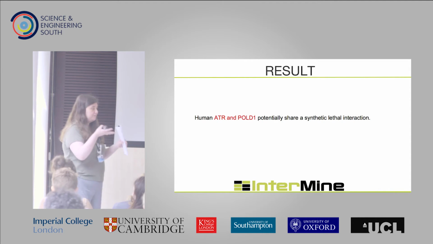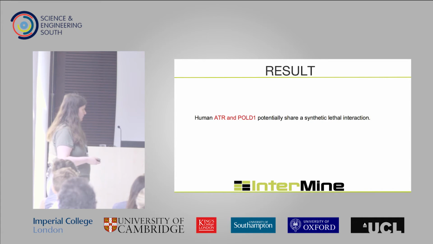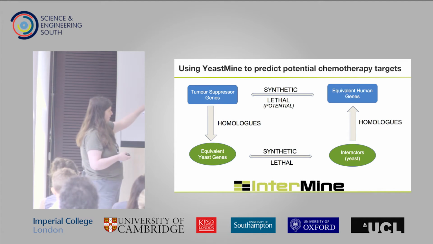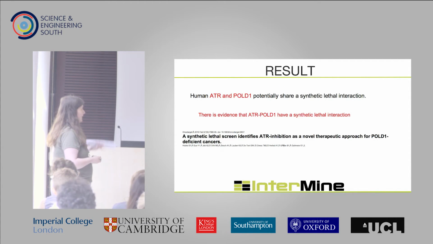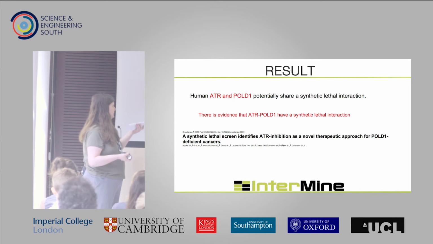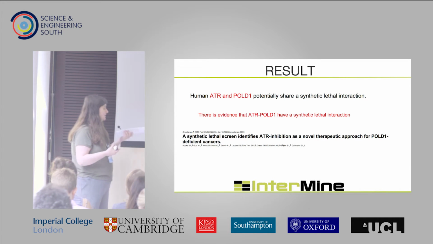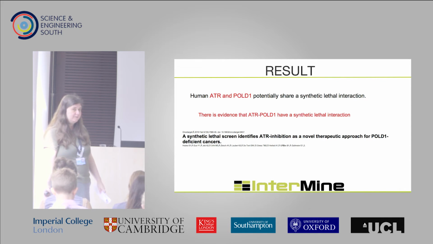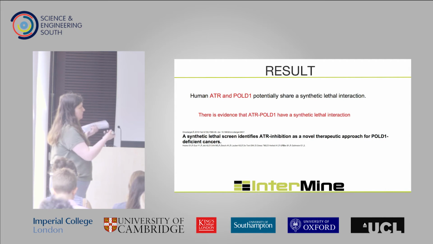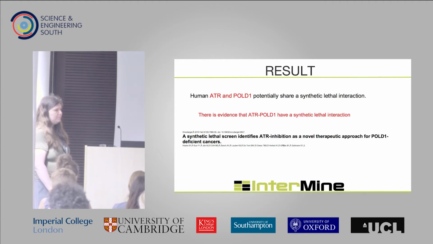So we look in our results of our human genes, and we have the human ATR gene and the POLD1 gene, which we think would have a synthetic lethal interaction with our tumor suppressor genes. We actually look in InterMine, and there's a link out to a publication, and there is experimental evidence that says ATR and POLD1 do have a synthetic lethal interaction. So there's evidence to support what we just found in InterMine. The workflow I just gave would be helpful to find drug targets for the treatment of cancer.